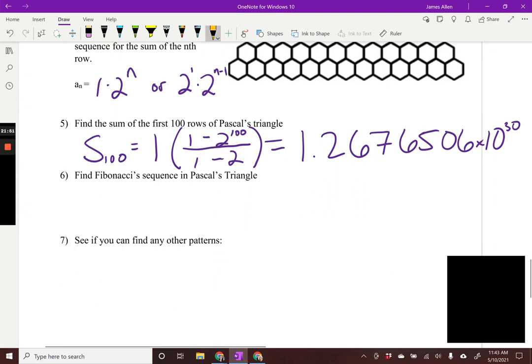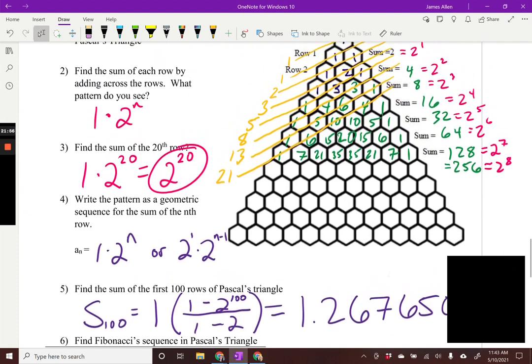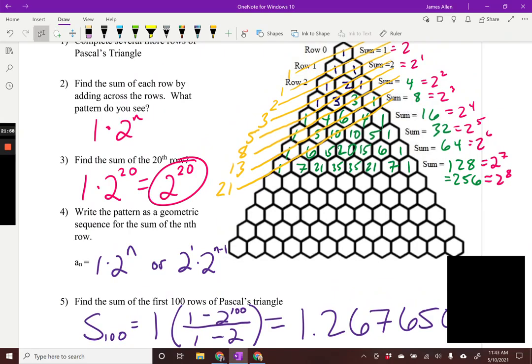You can actually look for other patterns there. You could even look them up on the Google machine to see if there are any other patterns with Pascal's triangle that you may not be able to see. Maybe we can talk about them in class because that's awesome.